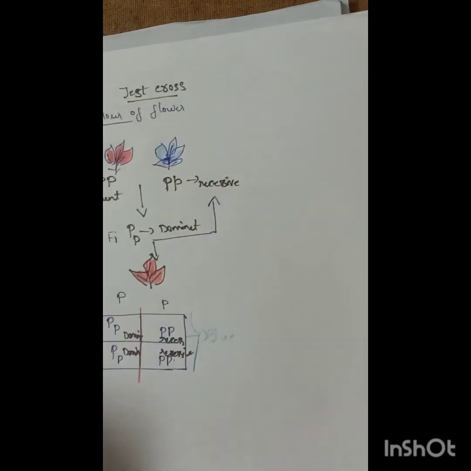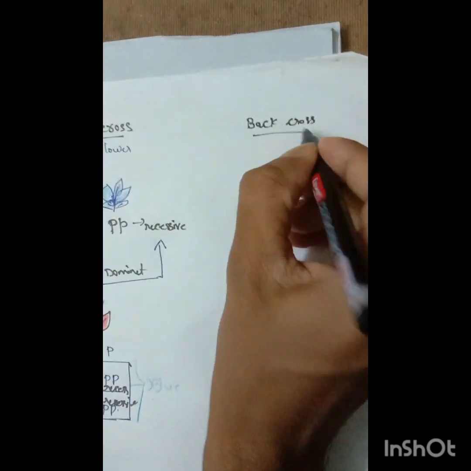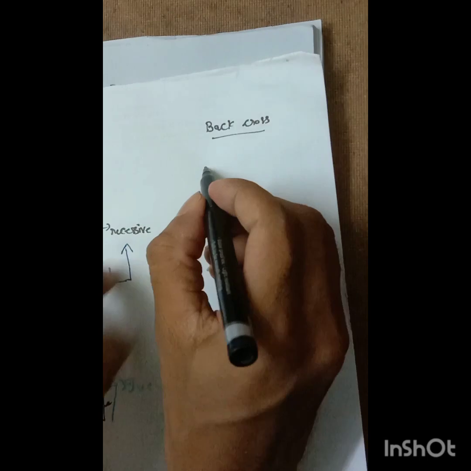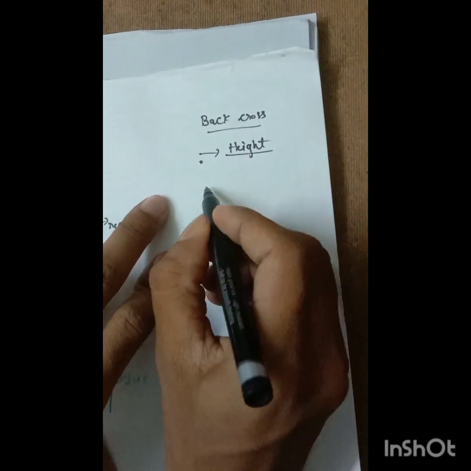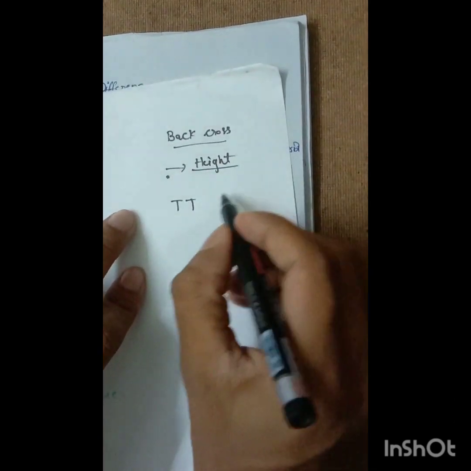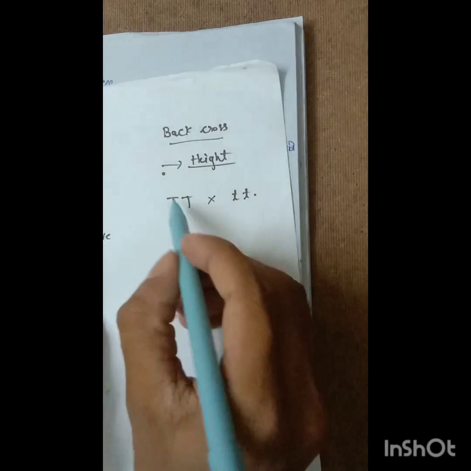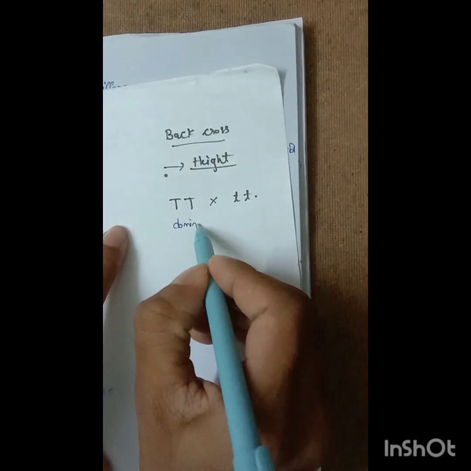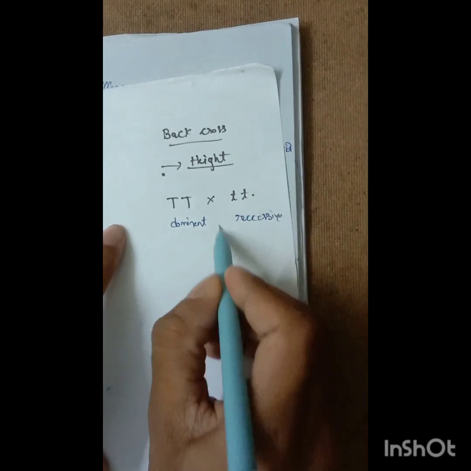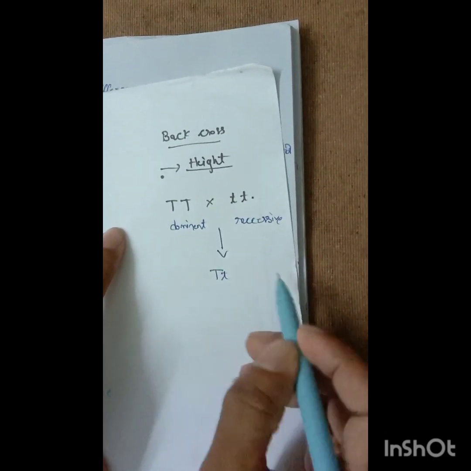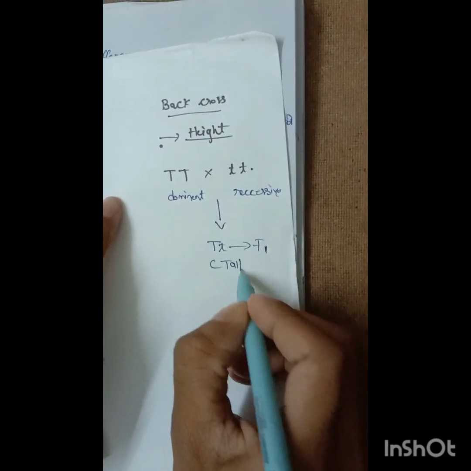When we come to back cross, here we can take another example. For example, related to height, capital T crossed with small t and small t. As we know, this is dominant and it is recessive. We get the result of capital T and small t, which is the F1 hybrid, and this is also tall and dominant.